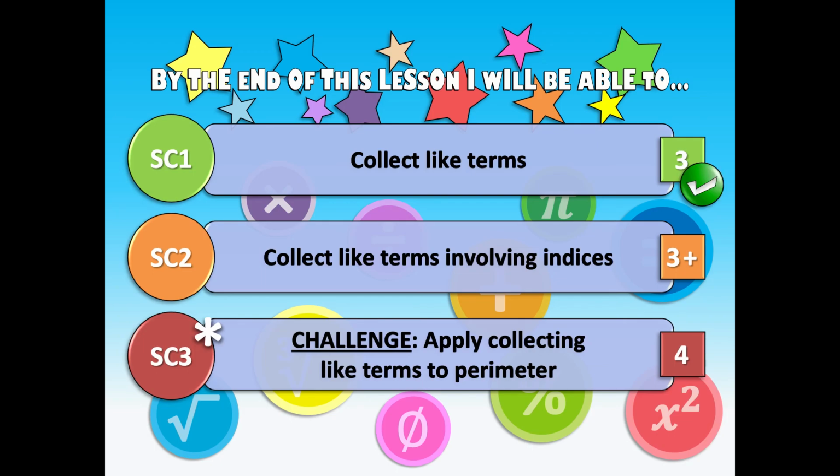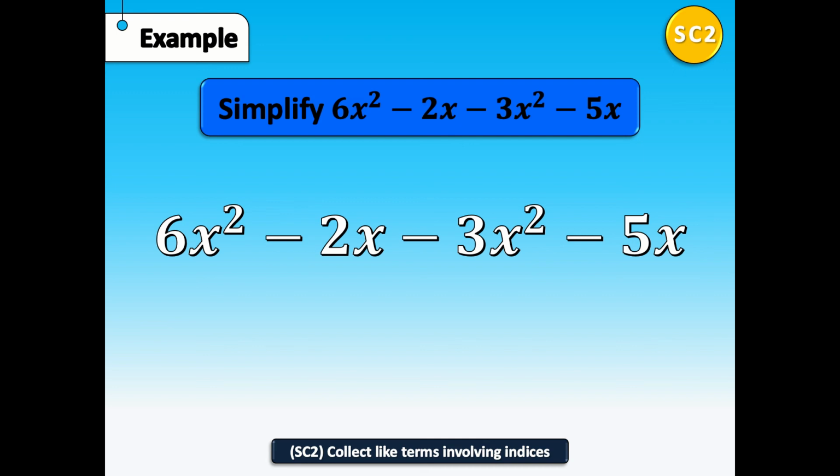So now we've completed success criteria 1. We're going to move on to number 2, and this is to collect like terms involving indices. So again, we need to collect the like terms. Now we can't add x's and x squareds together. They're different terms. So we look at the x squareds first.